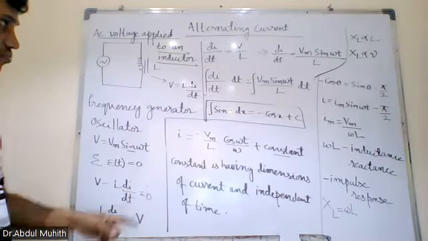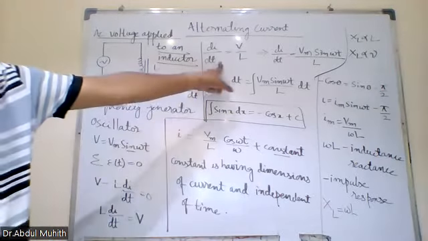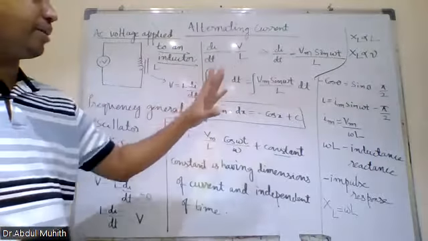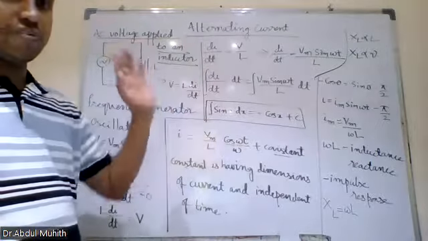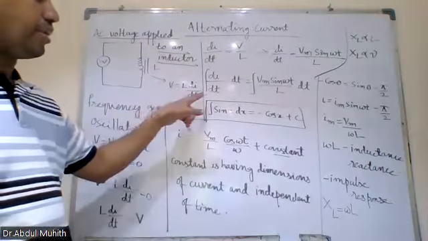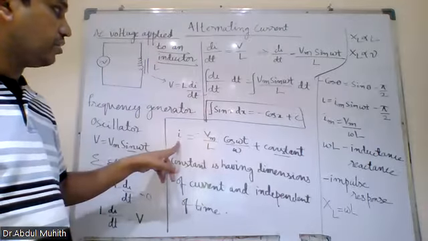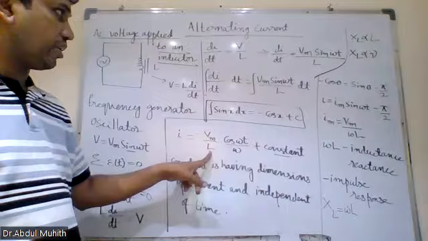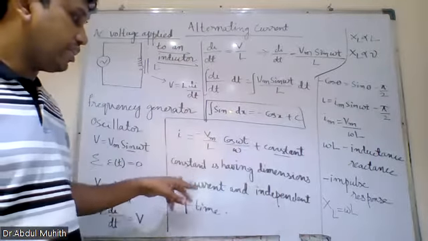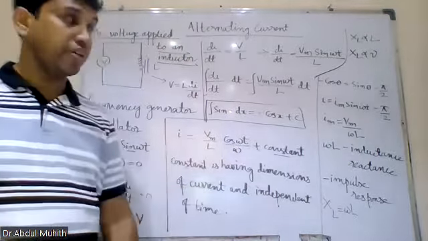Just simplify this and you will get this. Then V is Vm sin omega t. Integrate it on both sides to remove the di/dt. I don't want the rate of change of current, I want the current itself, so I am integrating it. When I integrate, I get I equals Vm by L times minus cos omega t by omega, plus a constant. The constant has the dimensions of current and is independent of time.